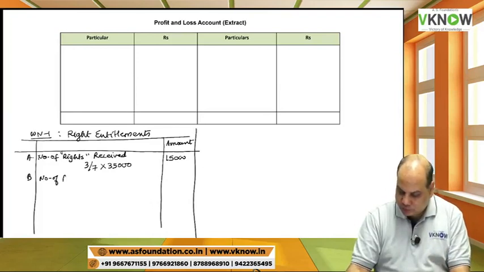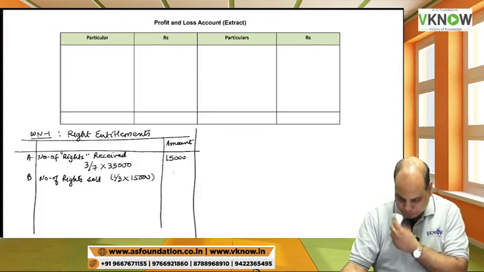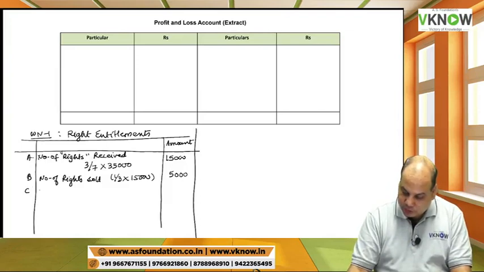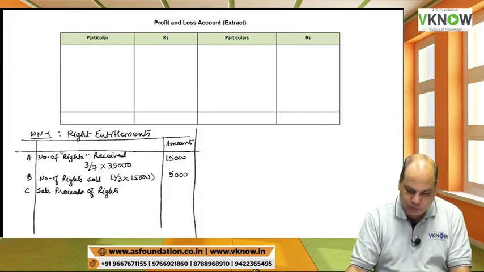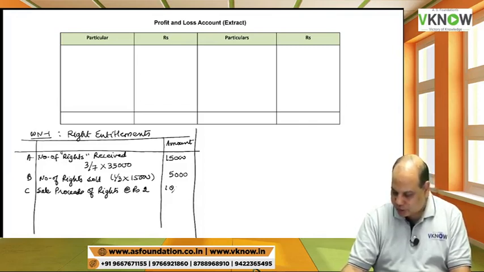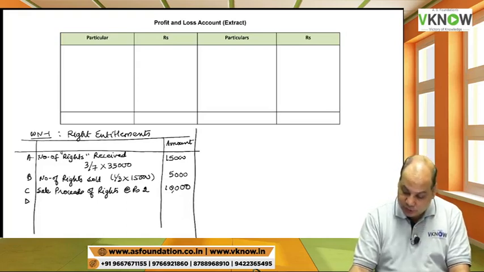B, number of rights sold. 1/3 of 15,000. 5,000. C, sale proceeds of rights. Sale proceeds of right at the rate of rupees 2, 10,000, right? Write down.